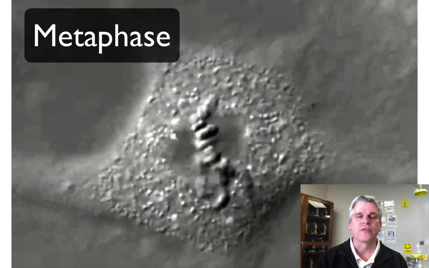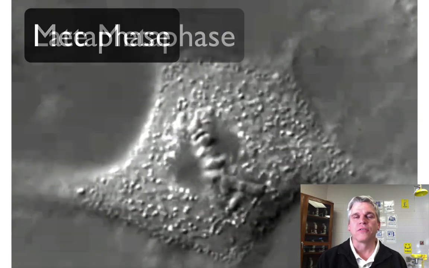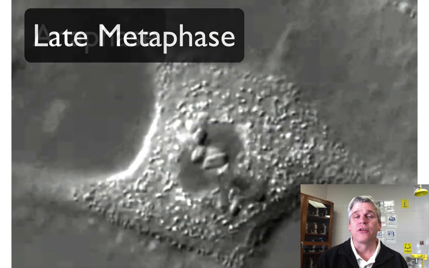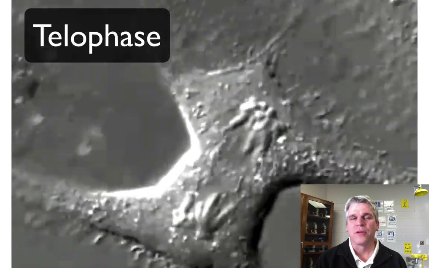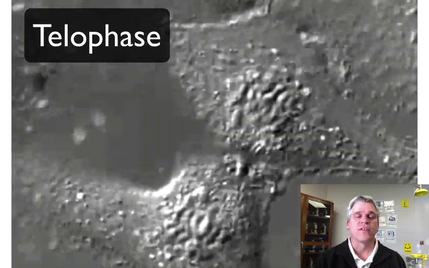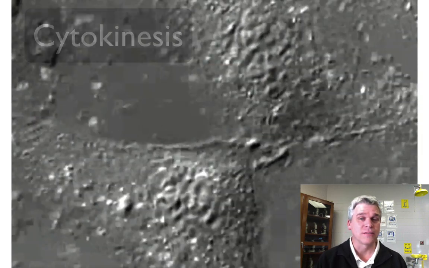Now those spindle fibers are going to pull on those chromosomes to pull the two sets apart during anaphase. Notice the cell is starting to pinch off in the middle. This is telophase. And when it physically separates into two cells, we have cytokinesis. So this is a very fascinating process. We're going to spend some more time on this in the classroom, and I will see you then.